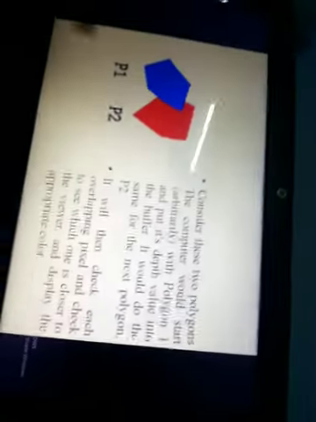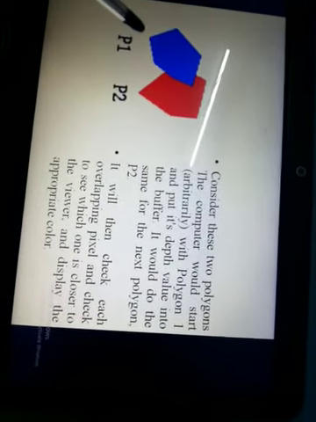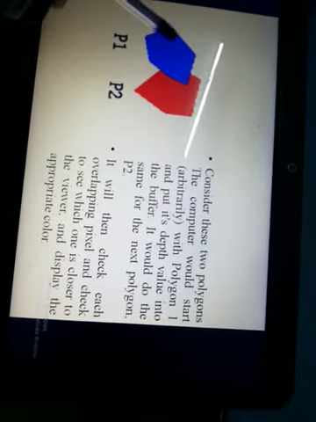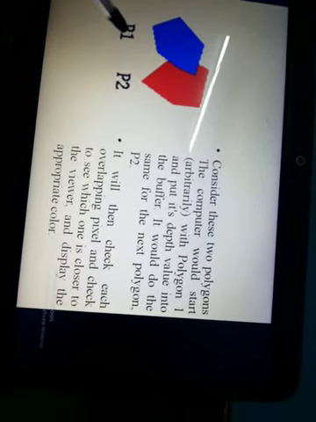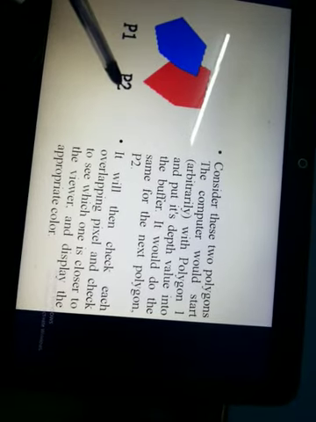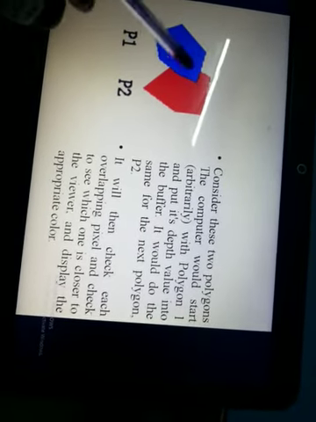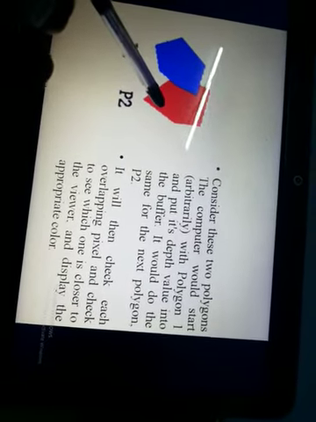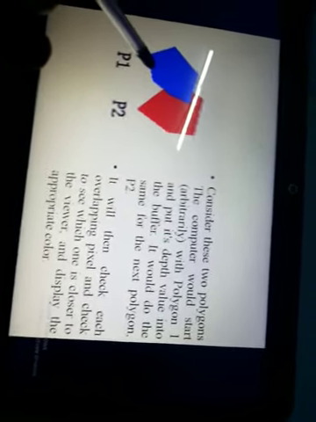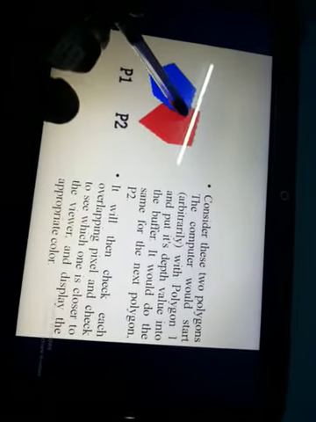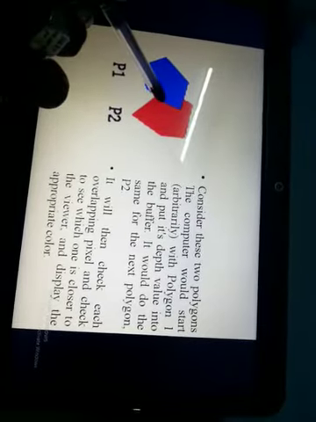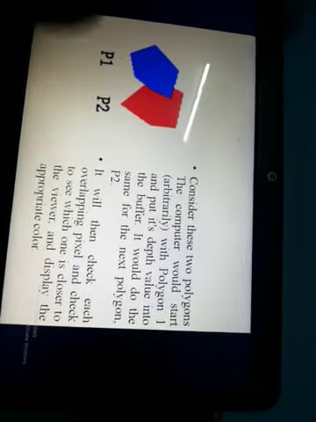For example, suppose this one we have already seen. Here we can see one polygon or any object, P1 and P2. The depth of P1 has been calculated, the depth of P2 has been calculated, but it is observed that the P1 depth is more and P2 depth is less. That's why one is below and one is above. P1 is above. Now you see this overlapping part, the red one is not visible. So this is a disadvantage of your Z buffer.